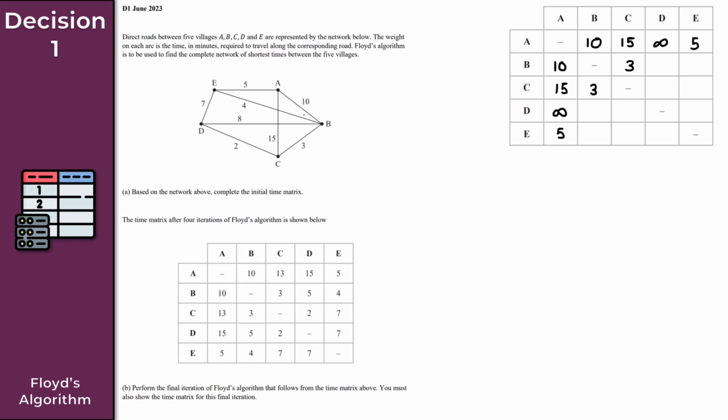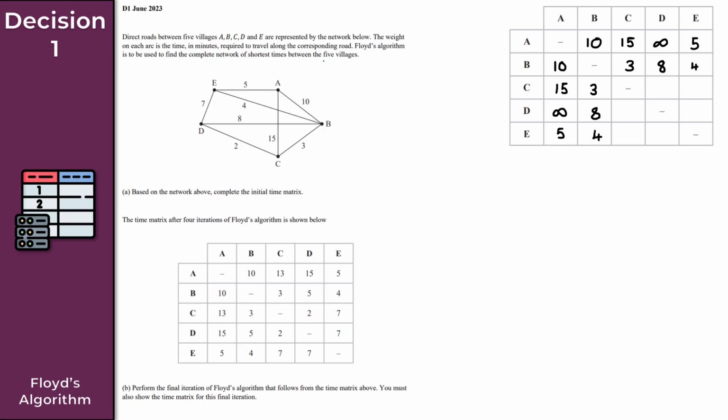B to D, so that is 8 here. So input 8 into the initial time matrix, and same again here. And then finally, B to E here. So B to E has a weight of 4. So input 4, and same again here. Perfect. We're not too far off now, so let's just keep going.